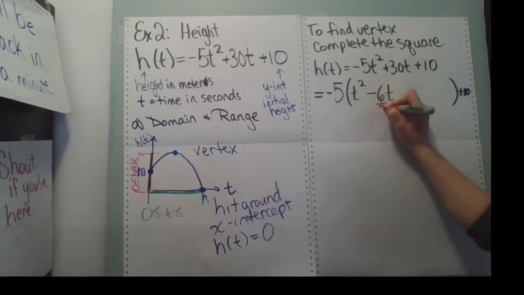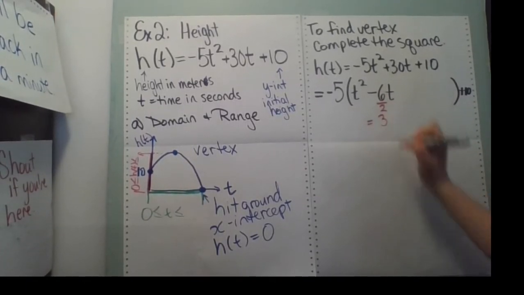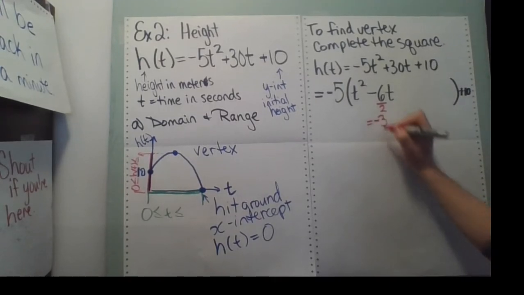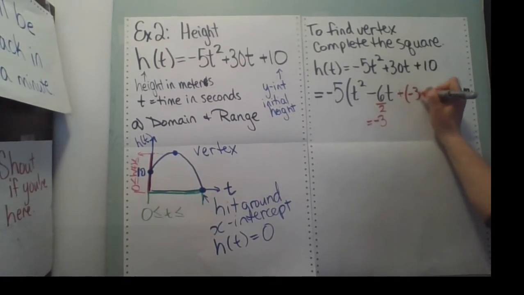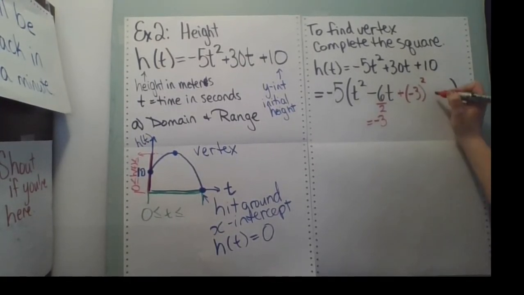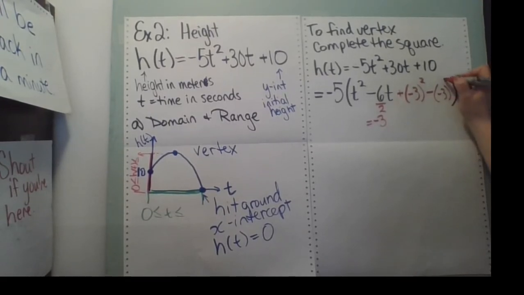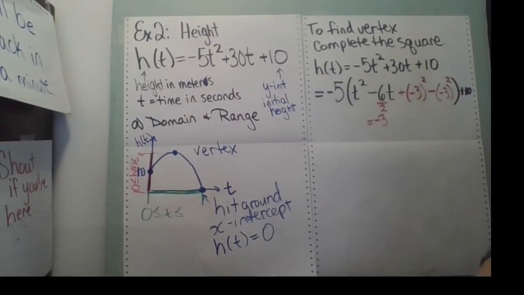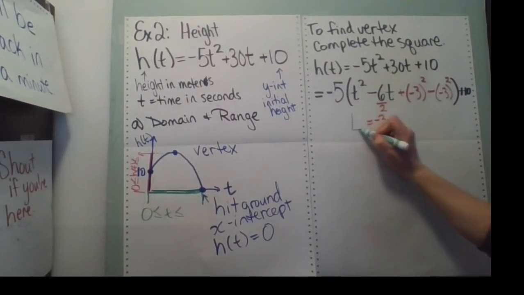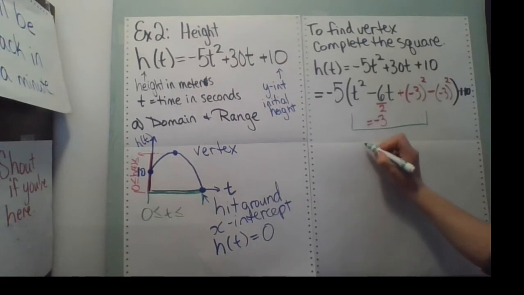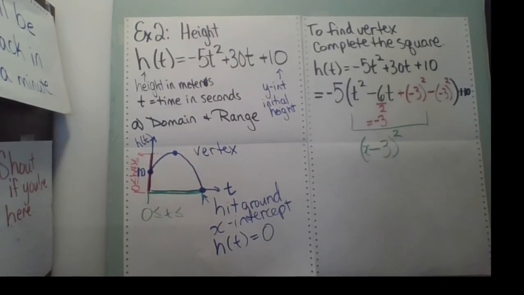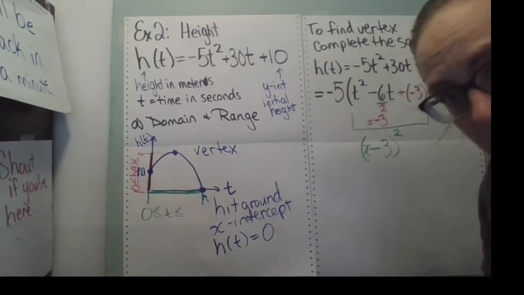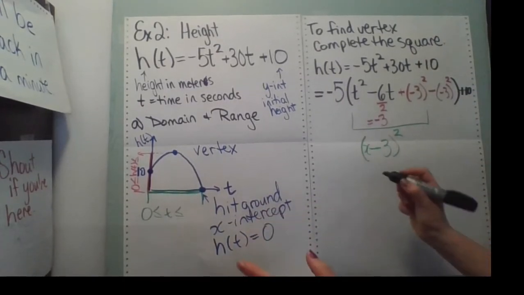So 6 divided by 2 gives me 3. Negative 3, because we're doing negative 6. So we're going to add negative 3 squared, and we're going to subtract negative 3 squared. And that's our trick with completing the square. And we do that because then these 3 terms here all become x minus 3 all squared. You see that? Yeah. And then we put in everything else around it.